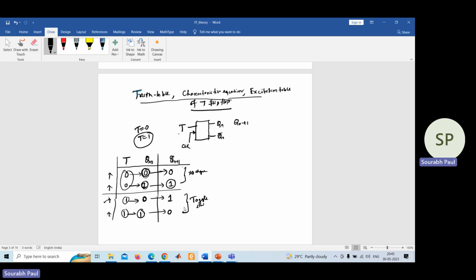Okay. So briefly, what you can tell from this truth table, in T flip-flop, if you apply 0, then there will be no change.